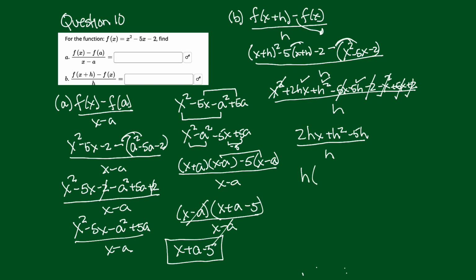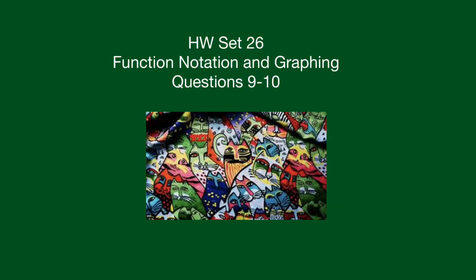Now, everything on the numerator has an h in it. Take it out. What's left? Factor out an h. Just remove an h. 2x plus h, right? There were 2 x's here, 2 h's here. I removed one, so there's only one left. Minus 5 all over h. Those h's cancel, and I'm left with 2x plus h minus 5. That's it. And that finishes up questions 9 and 10 on our homework set 26.